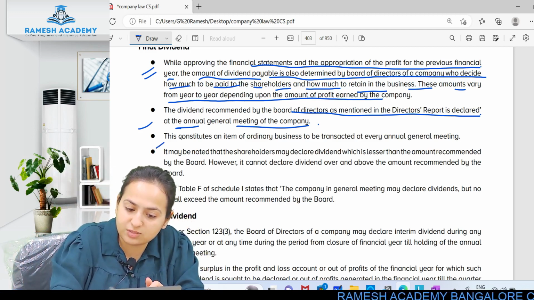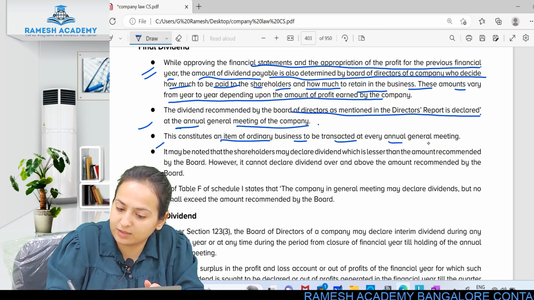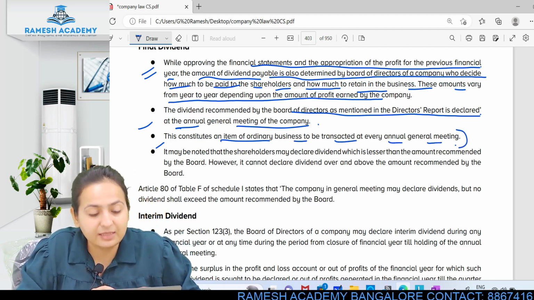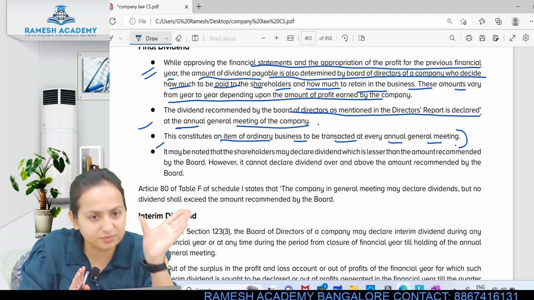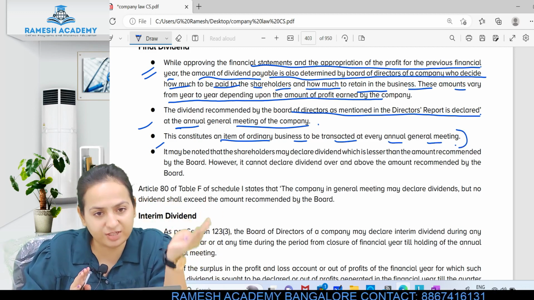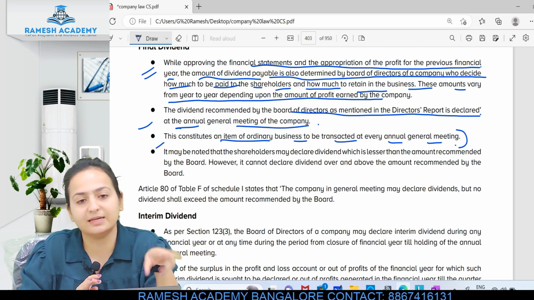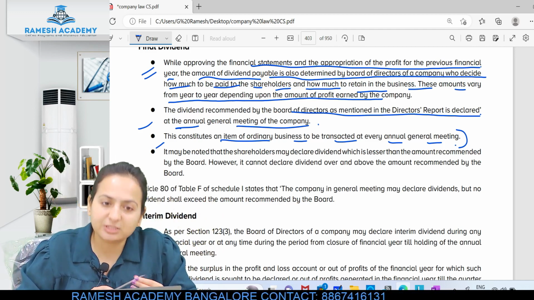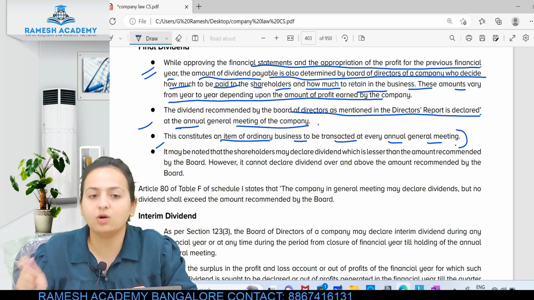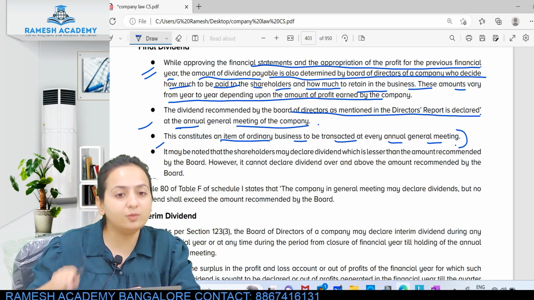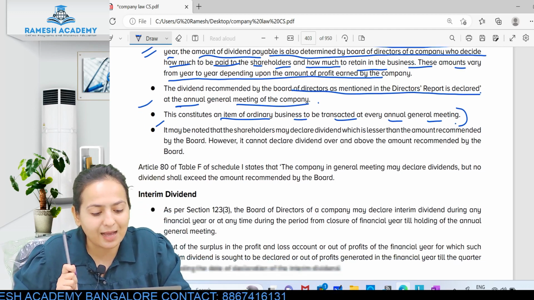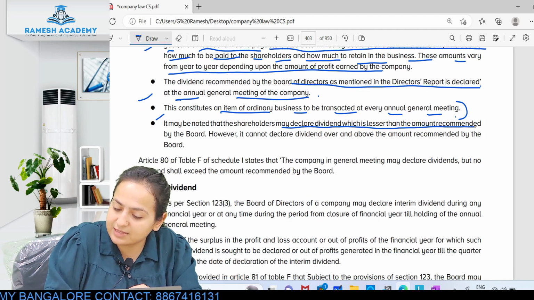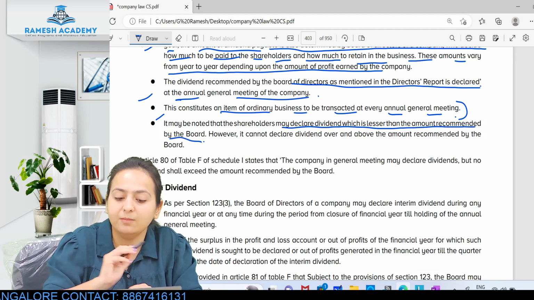This constitutes an item of ordinary business to be transacted at an annual general meeting. In the annual general meeting, there are two types of business which are discussed: first is the ordinary business and second is the special business. We'll come to know about this in the next lectures. Special business has different items, ordinary business has different items. This will come under the ordinary business item. It may be noted that the shareholders may declare a dividend which is lesser than the amount recommended by the board.